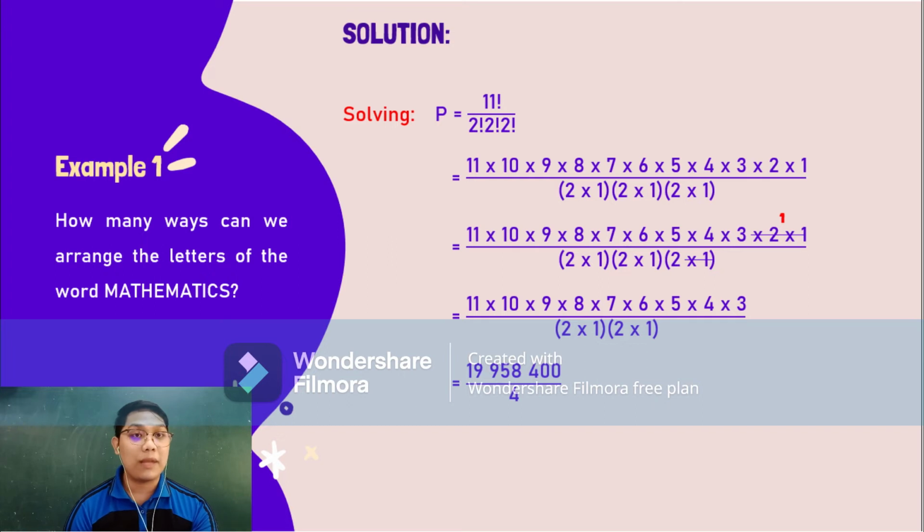Then, ating i-multiply ang denominator. 2 times 1 times 2 times 1 is equal to 4. Then, last step, we divide them. So, divide the numerator by the denominator. So, if we divide 19,958,400 divided by 4, the quotient is 4,989,600 ways. So mao na siya ang atong ma-arrange ang word nga mathematics.